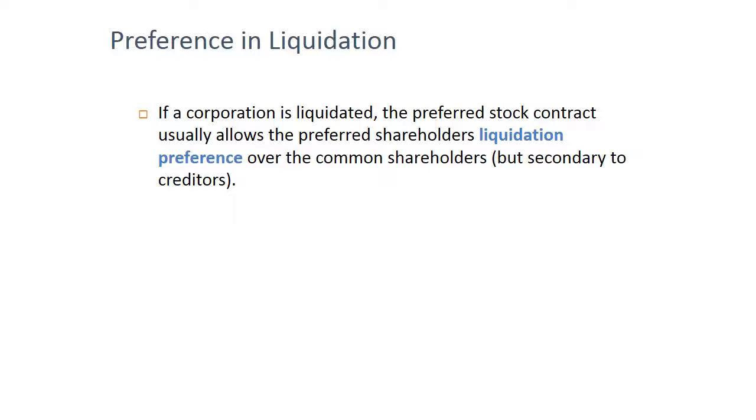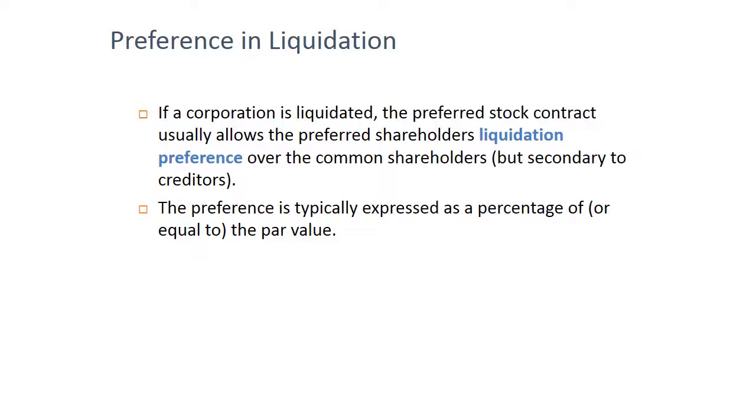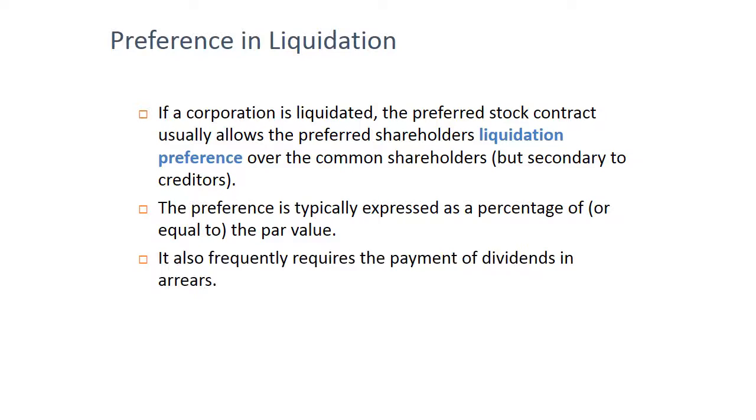I think this is one of our final areas. Preference in liquidation. If a corporation liquidates, meaning it sells its assets and pays off its liabilities, the preferred stock contract usually allows the preferred shareholders liquidation preferences over common shareholders, meaning they'll get their money first. The preference is typically expressed as a percentage of the par value, so they know how much they'll get in liquidation, and then common will get whatever's left over.